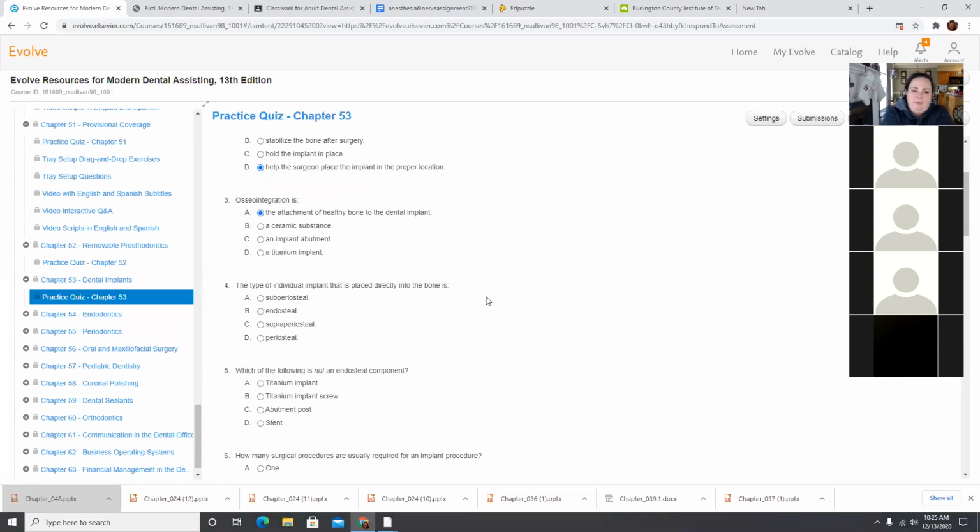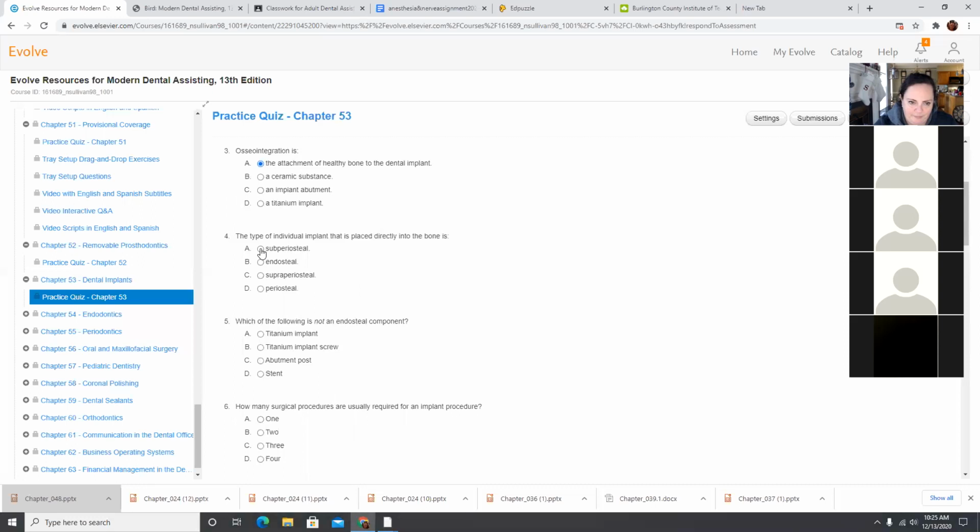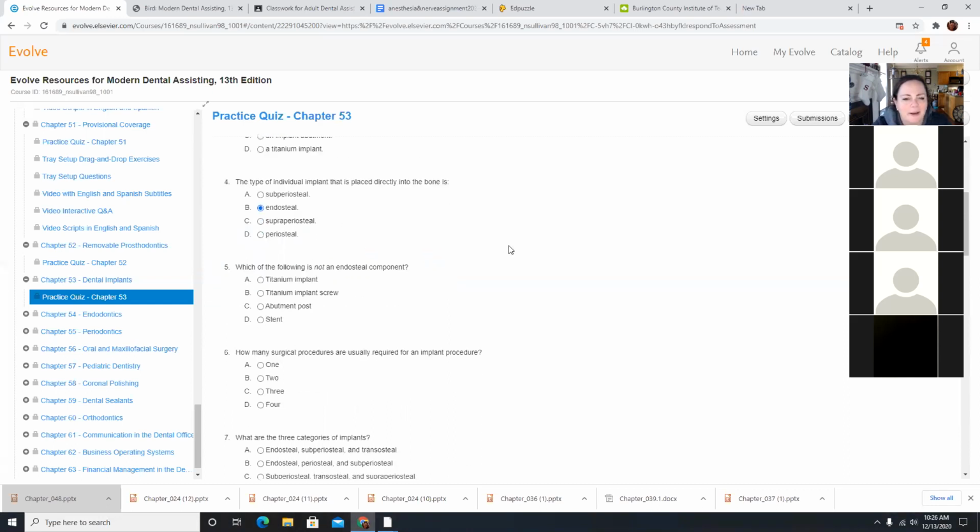This isn't something you would know unless you've done implants before. A. I see why you're picking that one, but I want you to think of other areas of dentistry and pick a different one instead. Here's the word I want you to look at: directly into. What's a part of dentistry where we go directly into something? Would it be endosteal? Let's try this one instead, okay?